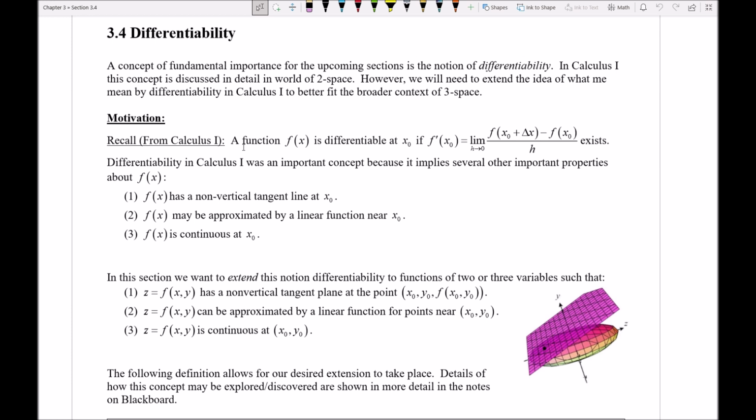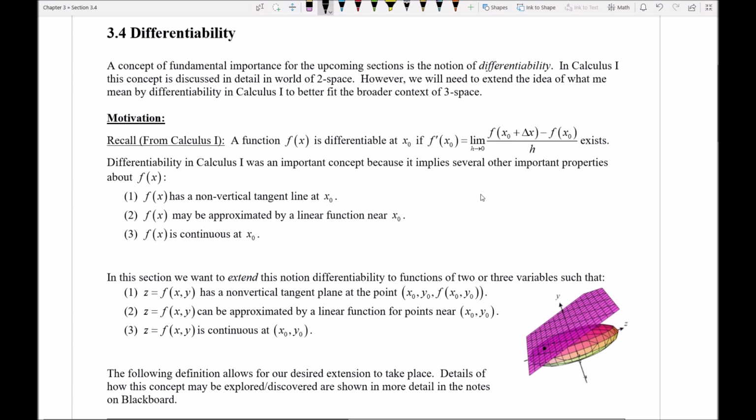Recall that back in Calc 1, we said that a function was going to be differentiable at a value of x if it was simply just the case that f prime of x existed. That is, if I actually had a tangent line on the curve that I could find the slope of at a particular x value. Now, what was kind of interesting, again, about this value existing is that it implied several different things about the function.